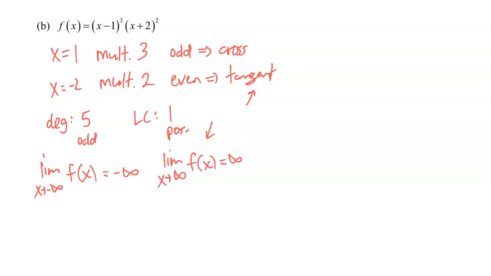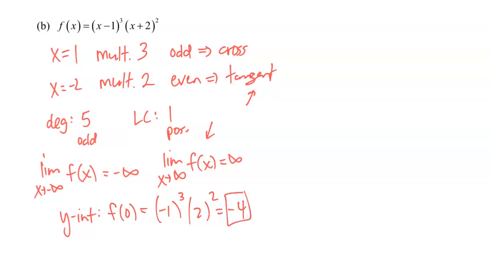Now, the last thing is the y-intercept. Remember, that was a helpful thing to give us a truly accurate graph. And so to find the y-intercept, I know I'm going to plug in 0 for x, which is going to be (-1) cubed multiplied by 2 squared. -1 cubed is negative, and then 2 squared is 4. So my y-intercept is going to be -4.